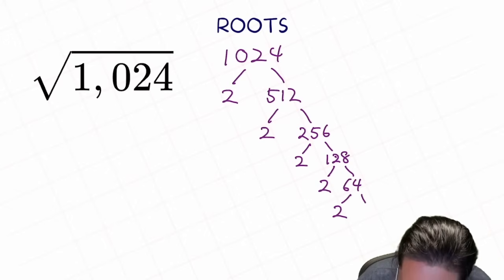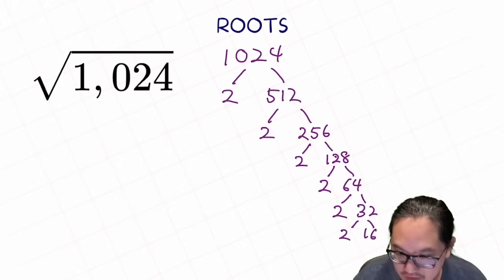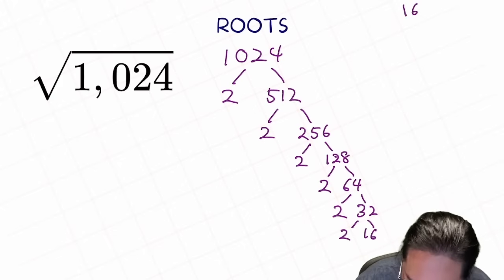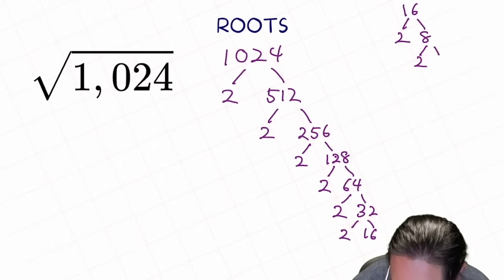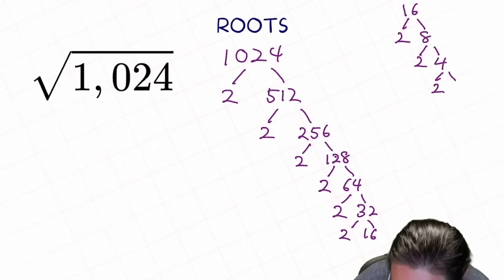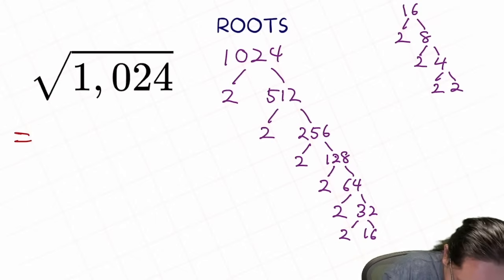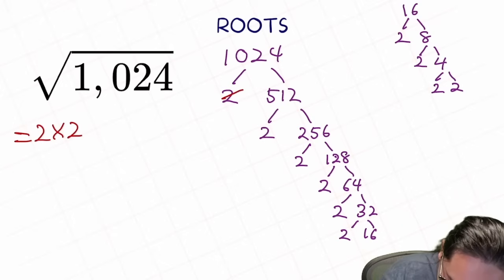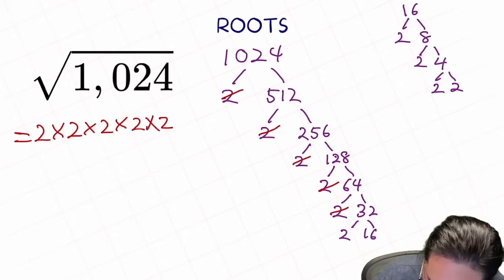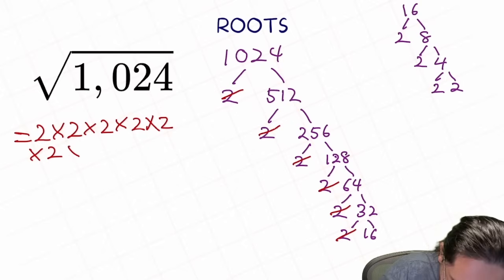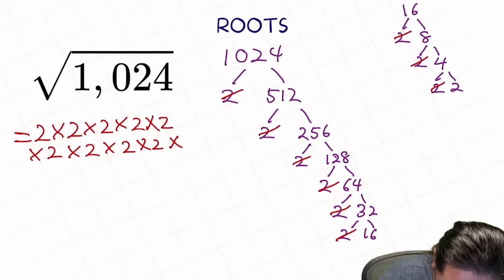64, we can continue, divided by 2 equal to 32, and then divided by 2 equal to 16. And then we continue here: 16 can be divided by 2, 2 and 8, 8 can be divided by 2, and 4 can be divided by 2 and 2, okay? So 1024 is equal to 2 times 2 times 2 times 2 times 2 times 2 times 2 times 2 times 2 times 2, right?